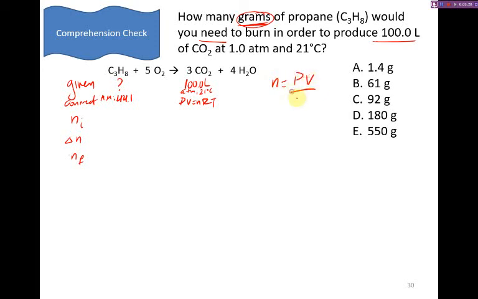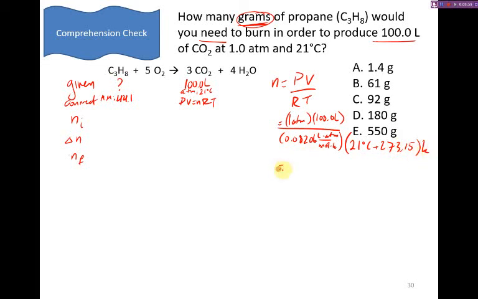Moles are going to be equal to n, or pressure times volume over R times temperature, which is 1 atmosphere times 100 liters over the ideal gas law constant, and then the temperature. And you want to make sure that you convert that to Kelvin. That gets us then 4.1429 moles of CO2 was produced.